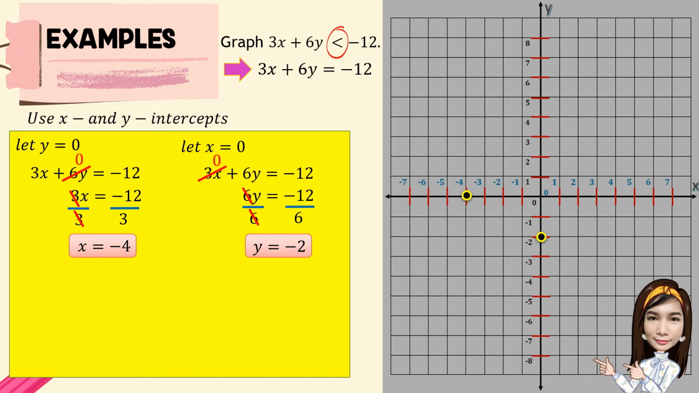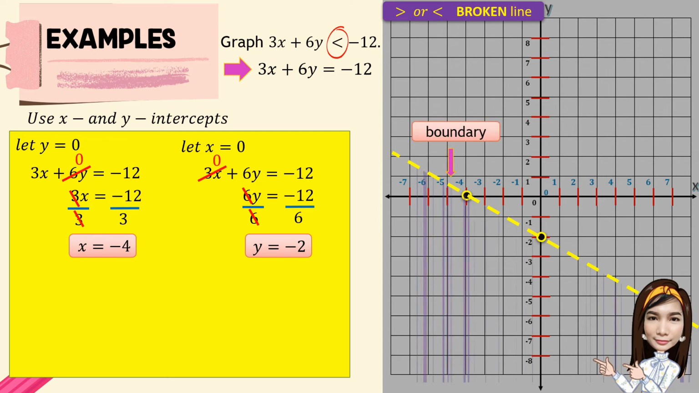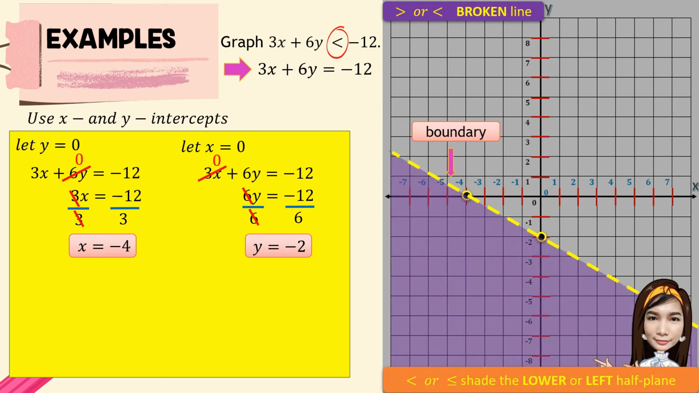Now the inequality symbol that we have there is less than. So we are going to use broken line for the boundary. Then if the symbol is less than or equal, we're going to shade the lower or left half plane. So now this is the graph of 3x plus 6y is less than negative 12, and that is considered a half plane.